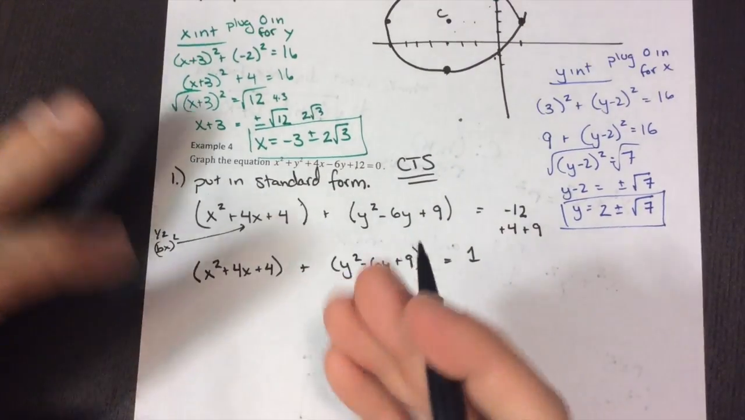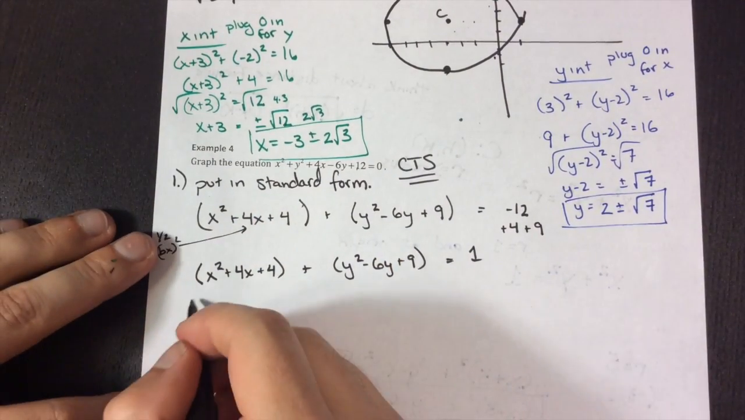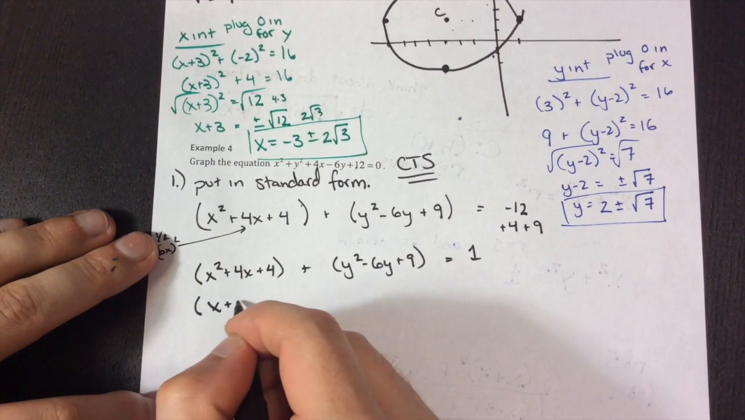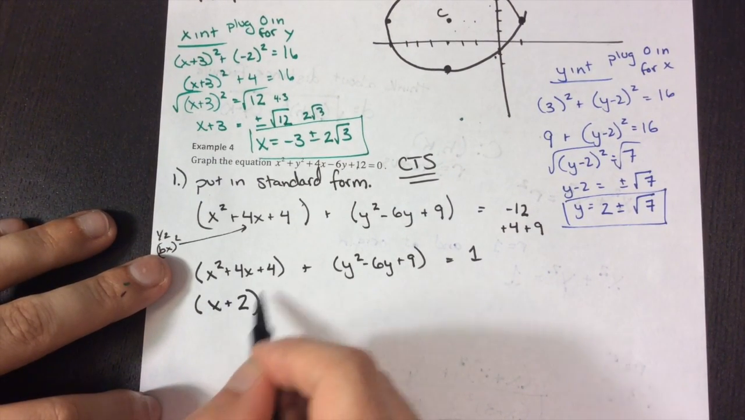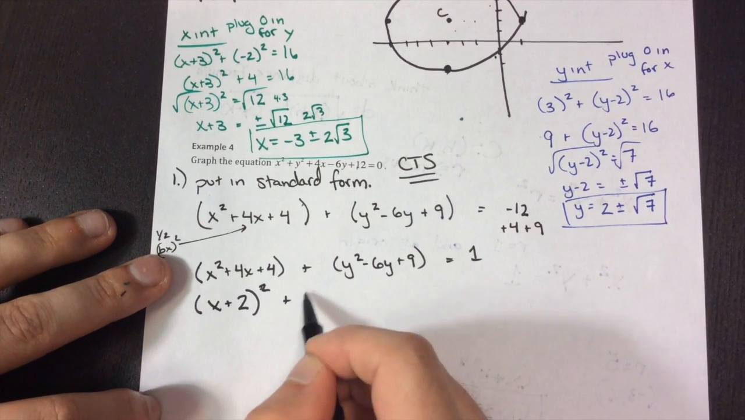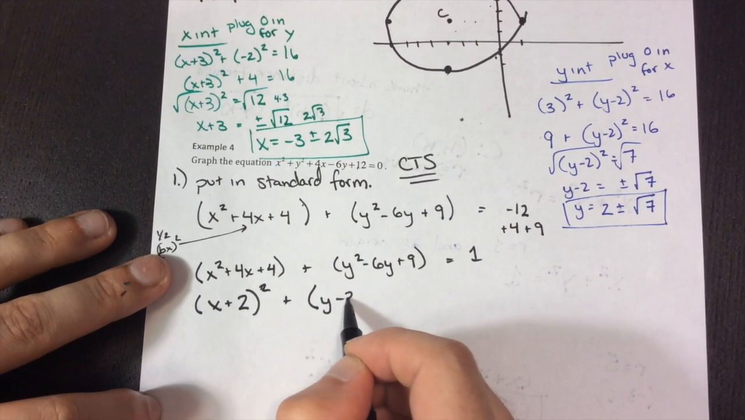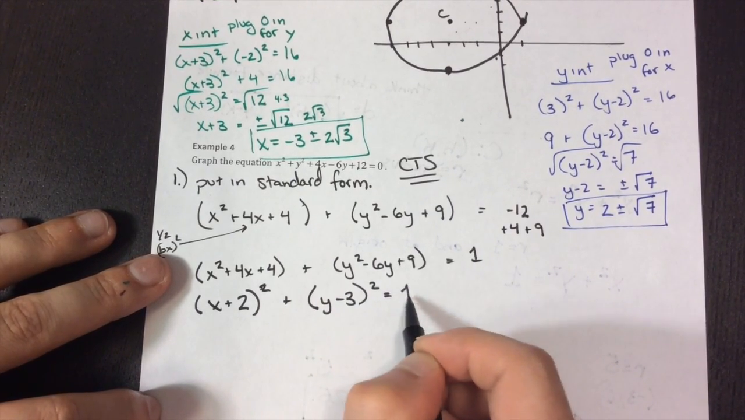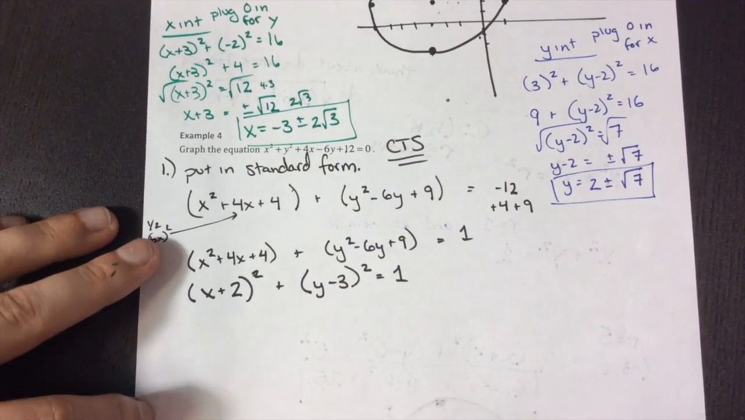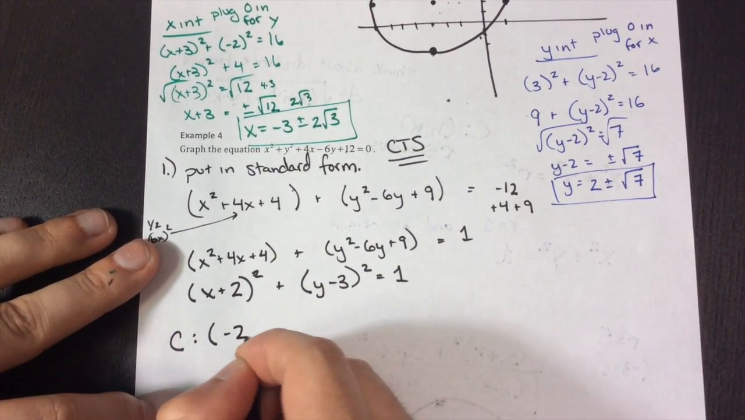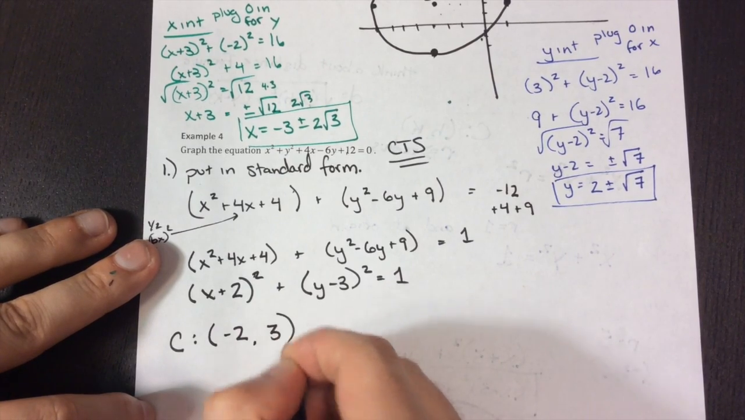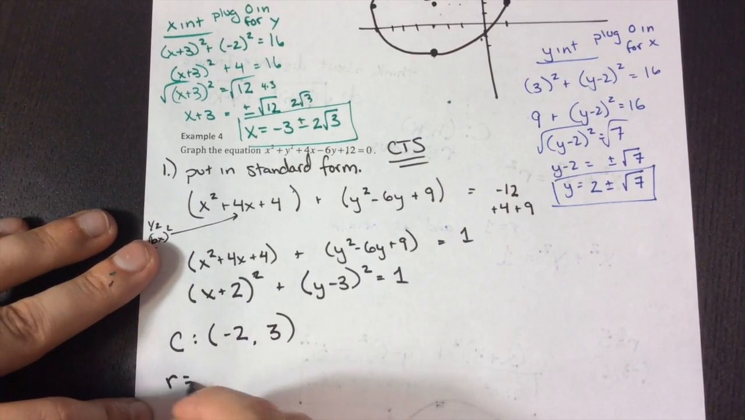So the last little bit, I want this quantity squared. So, luckily for me, if I know that I've completed the square, it's just half of b squared. So this one is y minus 3 squared equals 1. So where's my center in this? Well, it's at -2, 3. And what's my radius? 1.